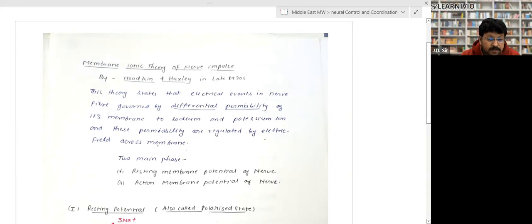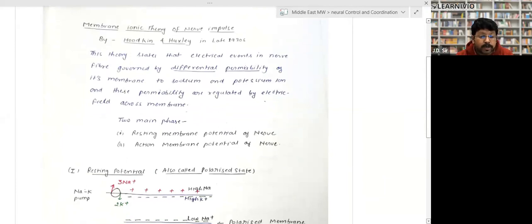Permeability is regulated by electric fields across the membrane. There are two phases of this membrane: resting membrane potential of nerve, and action membrane potential. Resting is when the nerve impulse is not running, means no impulse is there. Action membrane potential of nerve means impulse is running. So there are resting membrane potential and action membrane potential.